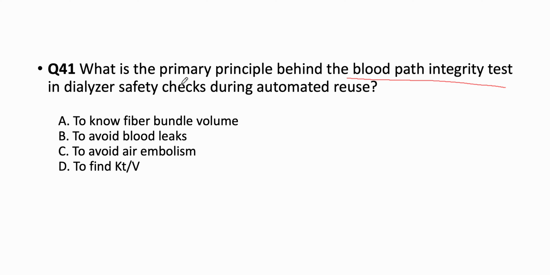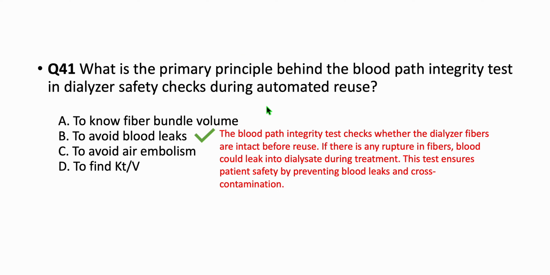in dialyzer safety and checks during automated reuse? So it is asking us the principle behind the blood path integrity. Option A says to know fiber bundle volume. Option B says to avoid blood leaks. Option C says to avoid air embolism, and option D says to find KT by V. So the answer is to avoid blood leaks.